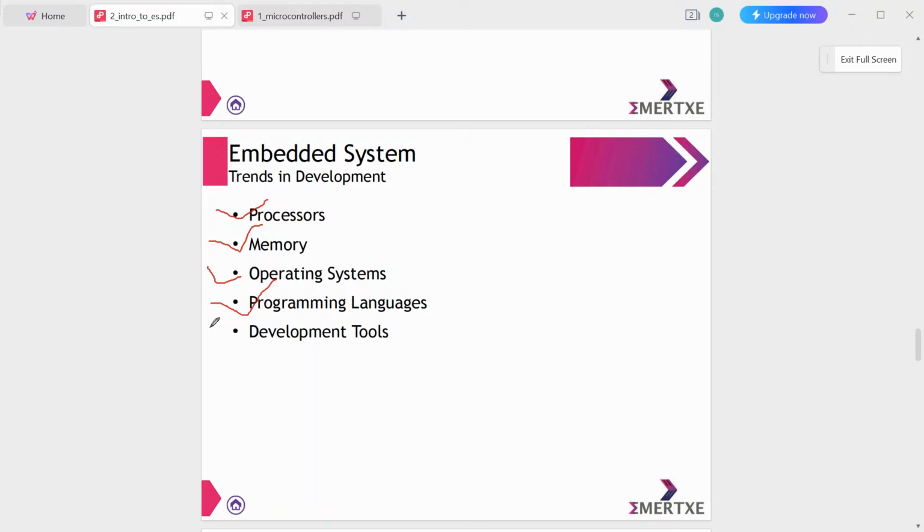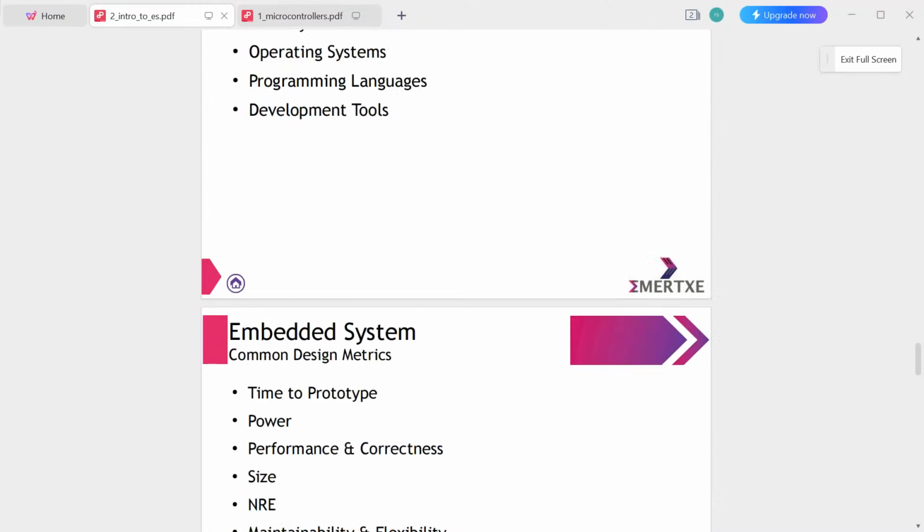And then development tools. A lot of development tools are there. A few of them are paid, a few of them are free versions. So whichever you want, based on your budget, you pick the suitable one. So this is about the different trends in the development. At the end, guys, don't forget about the cost effectiveness. Make sure your final product is cost effective.